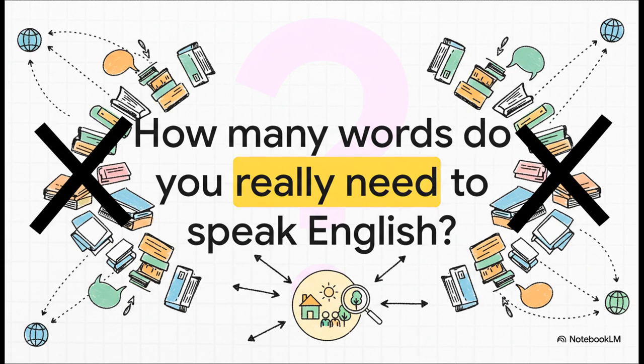If you're trying to learn English, the number of words can feel insane, right? Hundreds of thousands of them. But what if the number you actually need to communicate clearly is way, way smaller? What if the whole secret isn't about learning more words, but about learning the right ones?